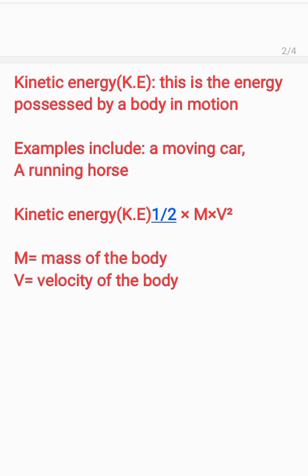Kinetic energy is calculated using the formula half mv squared, that is half times m times v squared, where m is the mass of the body and v is the velocity of the body. For a body to possess kinetic energy, it must be in motion. Energy is a scalar quantity.